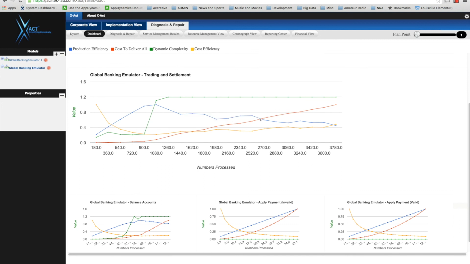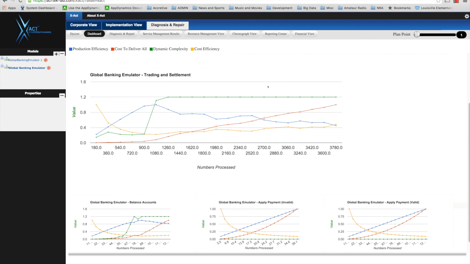And when we reach this point out here, where we're doing in the range of between 2,500 and 2,700 trades per minute, our cost gets to be greater than our productivity, and we become extremely inefficient at this point. This is important information for the executives to see.